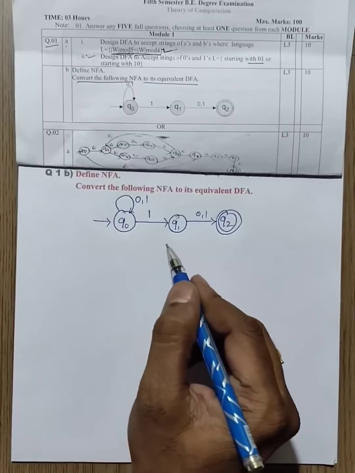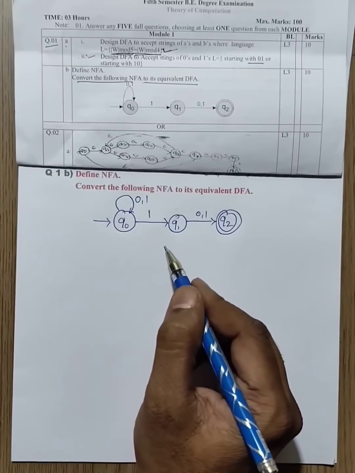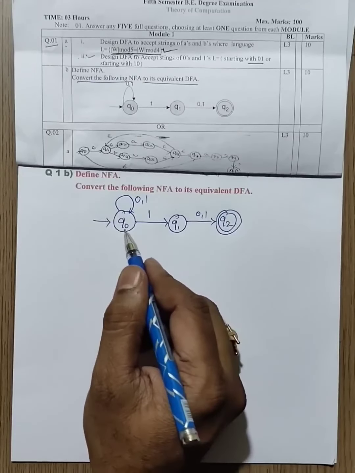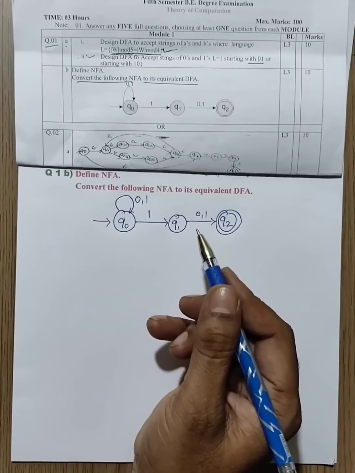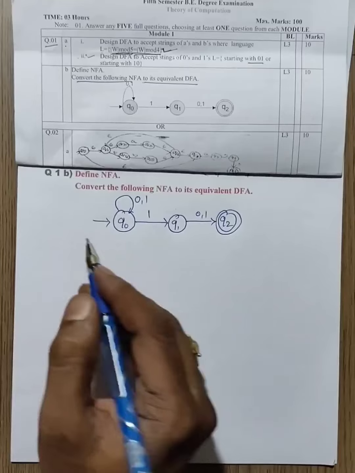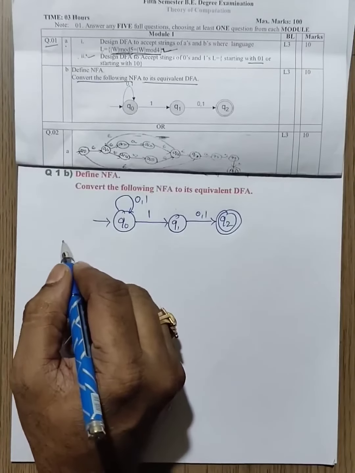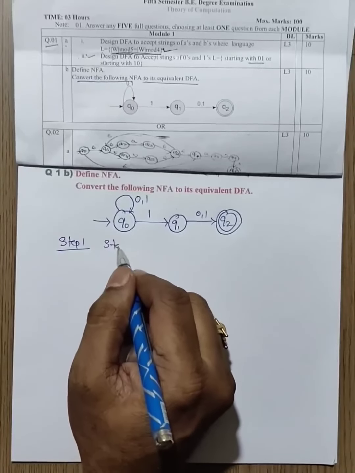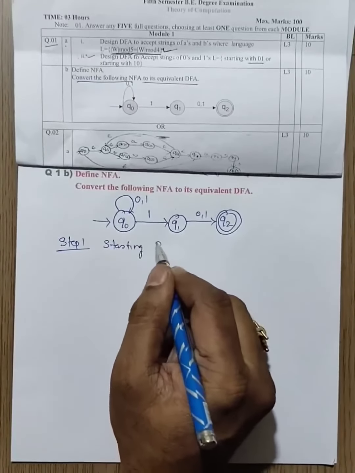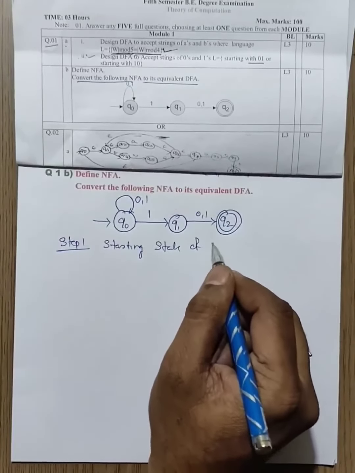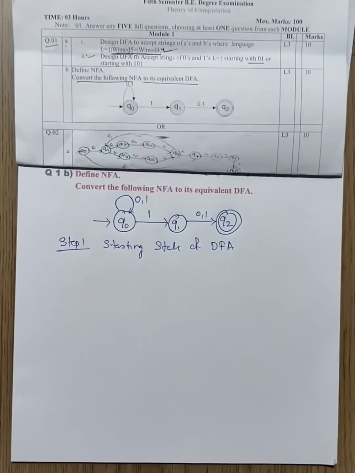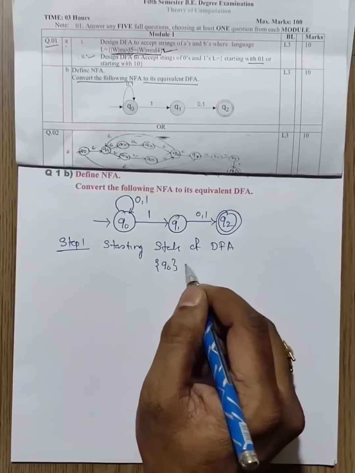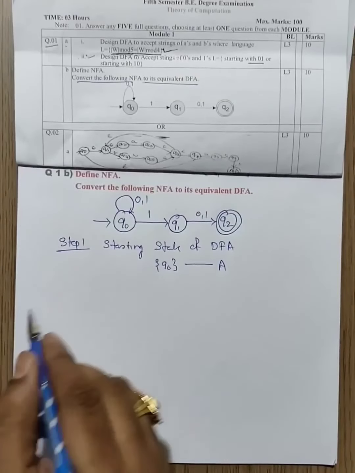If I want to convert from NFA to DFA or epsilon NFA to DFA, there is a 4-step algorithm. First, starting state of DFA, input symbols of NFA equal to input symbols of DFA, then transitions, then identify final states. Within this, first step: starting state of DFA is the starting state of NFA. Starting state here is Q0. For this you can assign A.